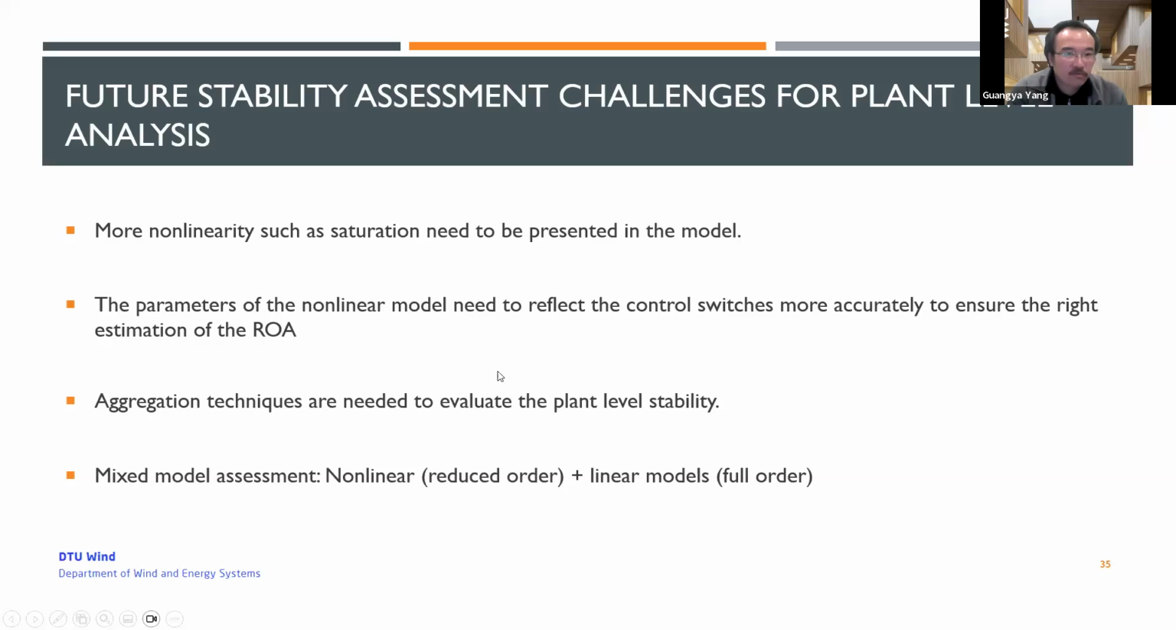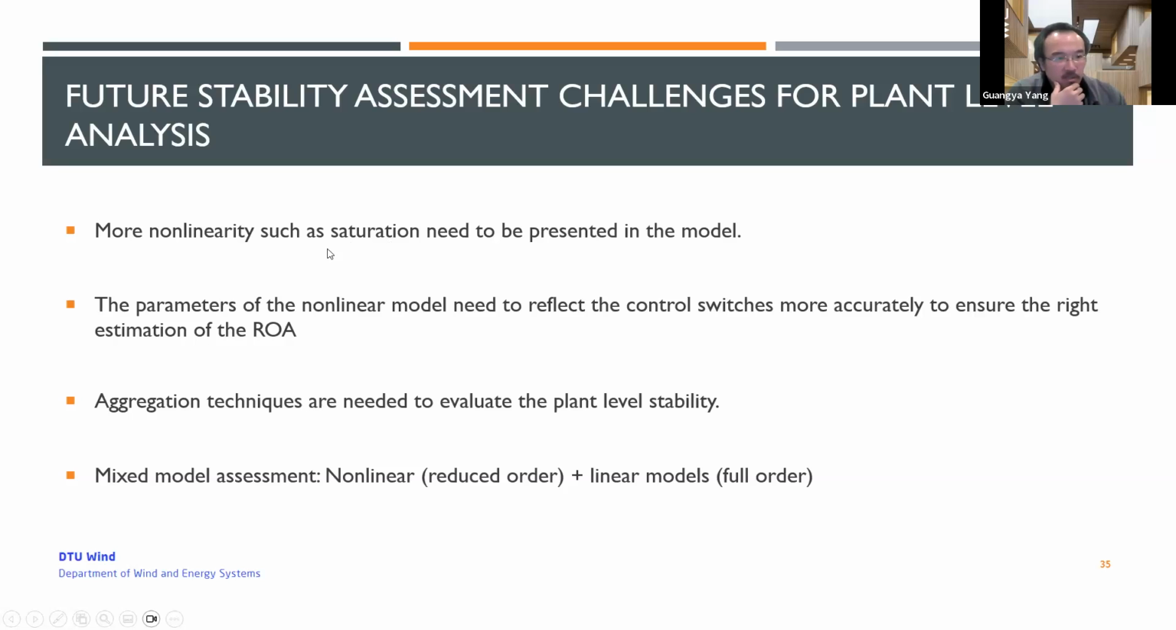So, looking at the future stability, right now we consider the ramp rate as this nonlinear block in the control, but there are also other saturations that need to be present in the model, so that you have a more realistic case. Because we see that with this nonlinearity represented in the model, typically you have a better ROA represented, and there's also ongoing work where we're trying to include this saturation in the model.